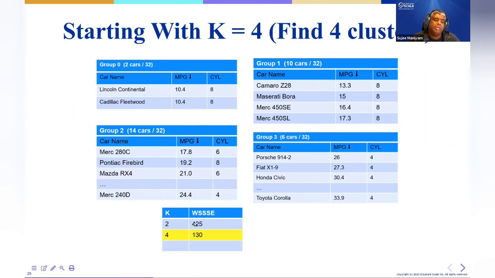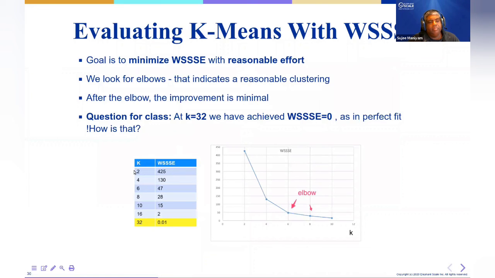So you can see the error has come down, right? From K equal 2, it was 425. Then K equal 4 is 130. So error has come down quite a bit. So let's say I keep going, I keep increasing my K, 2, 4, 6, more and more clusters, and I plot the error. So it kind of looks like this, right?